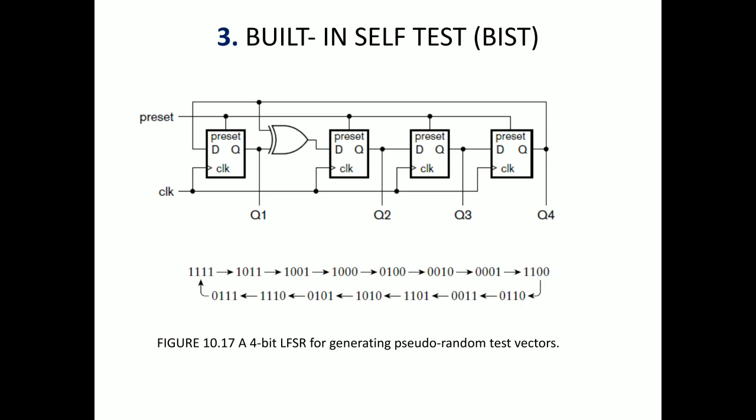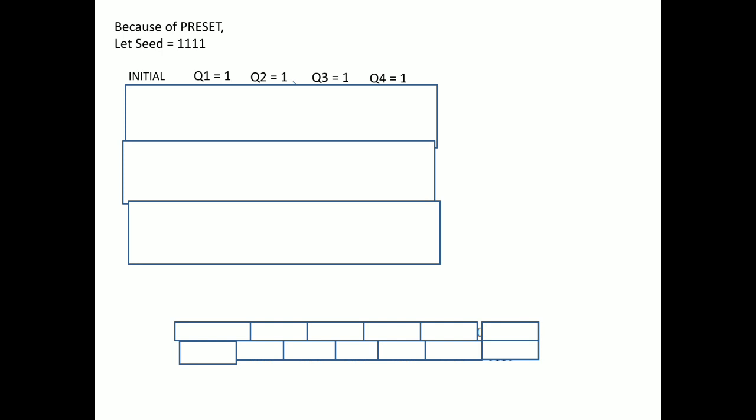Take your pen and paper and write 1 1 1 1 for q1, q2, q3, q4, and shift the data. For q2 output, q1 is q4, q2 equals q1 XOR q4, q3 is q2, q4 is q3. Because of preset, the seed, the initial value, is 1 1 1 1: q1 equals 1, q2 equals 1, q3 equals 1, q4 equals 1. We will take a few clock cycles to see how the random sequence is generated.